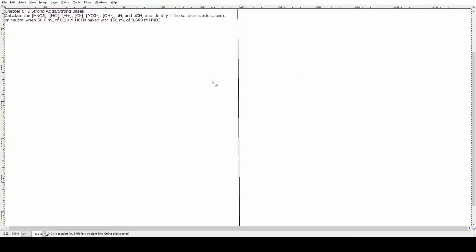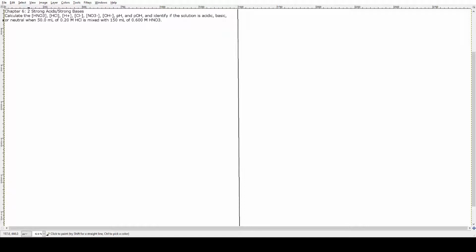Hello and welcome back. We are now going to do a problem that involves mixing two strong acids or two strong bases. Either way, same process. However, it is not one of each. Two strong acids or two strong bases. Here we have nitric acid reacting with hydrochloric acid.